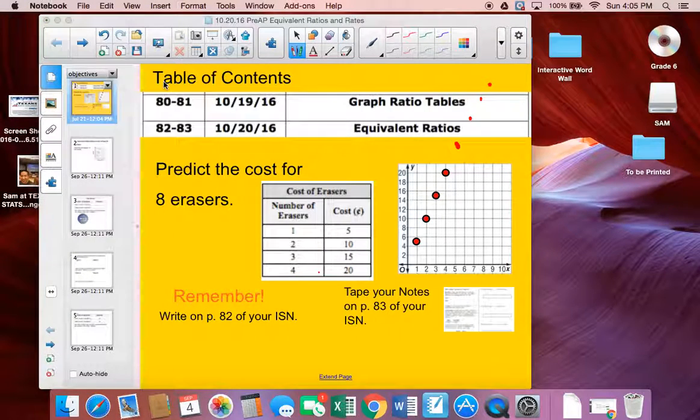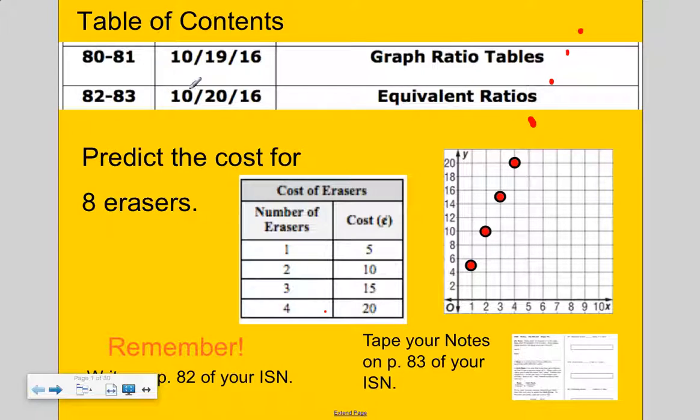This lesson will be over equivalent ratios and rates. So here's a table. According to this table, 1 eraser costs 5 cents, 2 erasers cost 10 cents, 3 erasers cost 15 cents, and 4 erasers cost 20 cents. Make a prediction for the cost of 8 erasers.